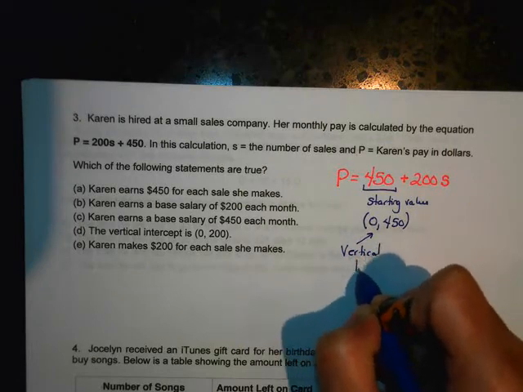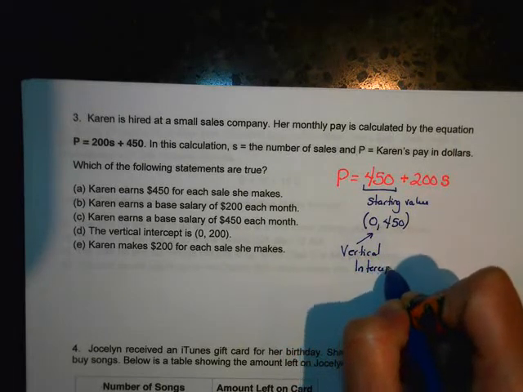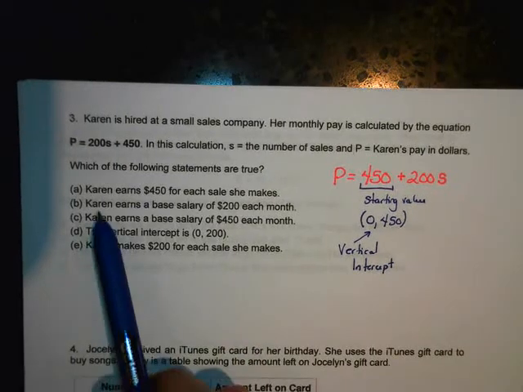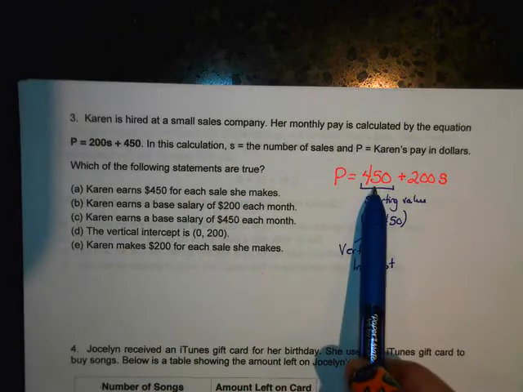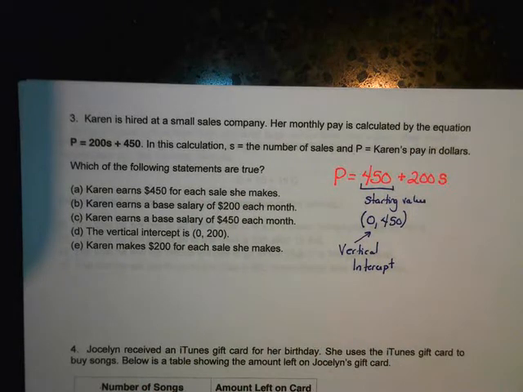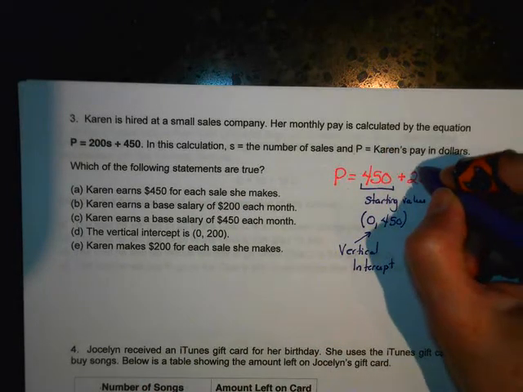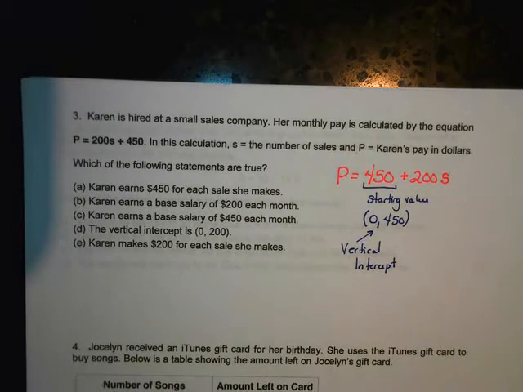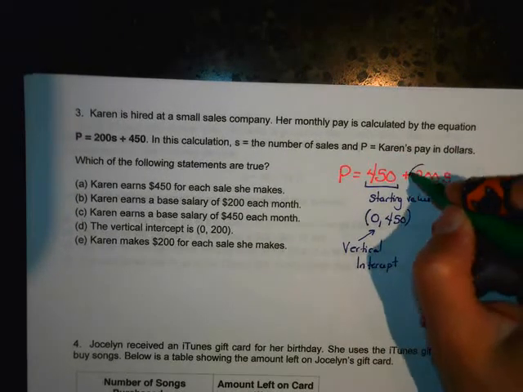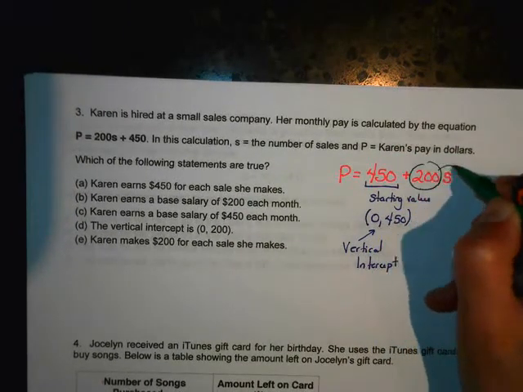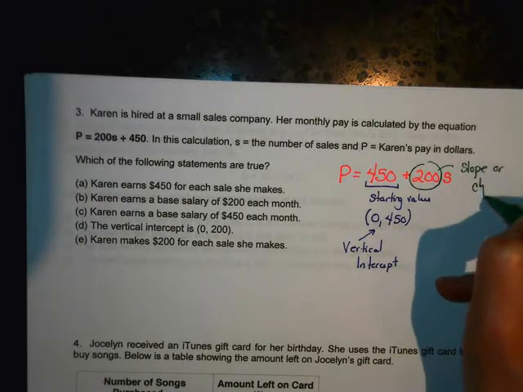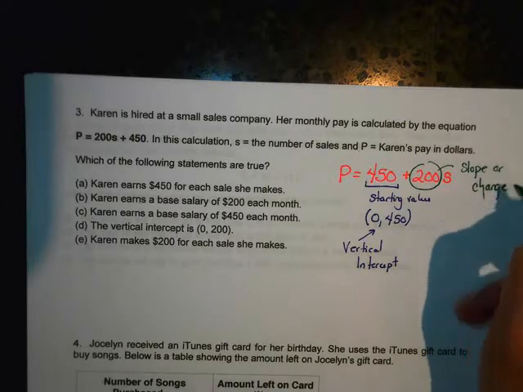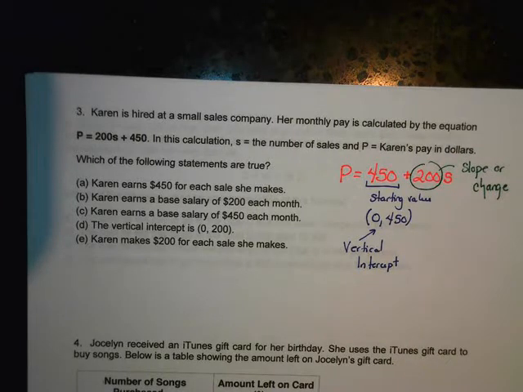Okay. So Karen earns $450 for each sale she makes. No, that's her starting salary. And her slope, or the change, is this right here. This is the change. This is her slope. So her pay is going to change by a $200 increase, because it's positive, for every sale she makes. So no, we're going to cross that off.